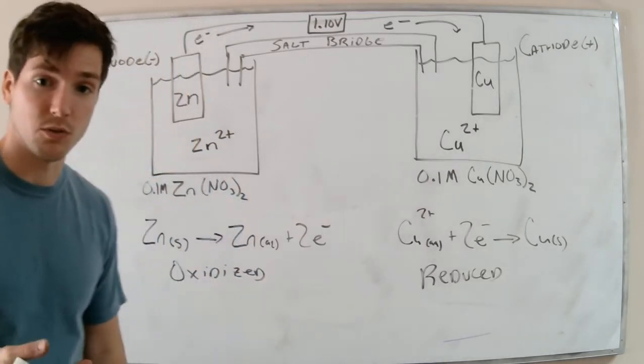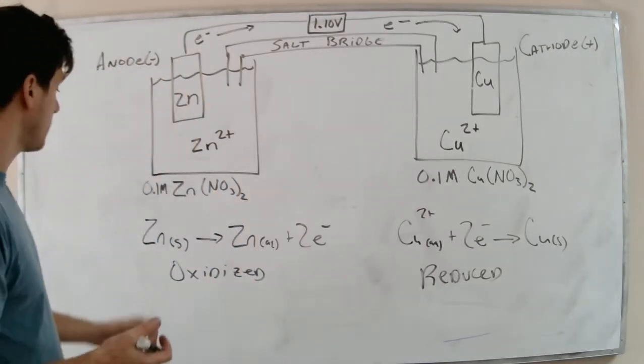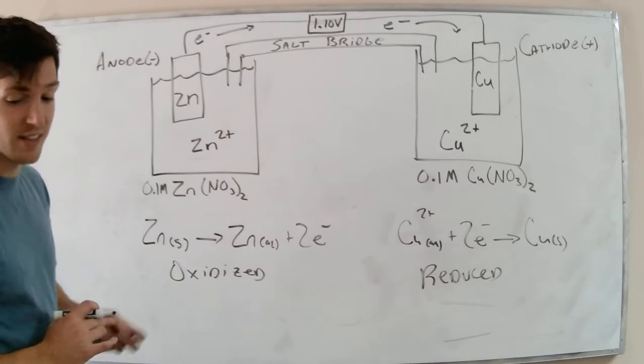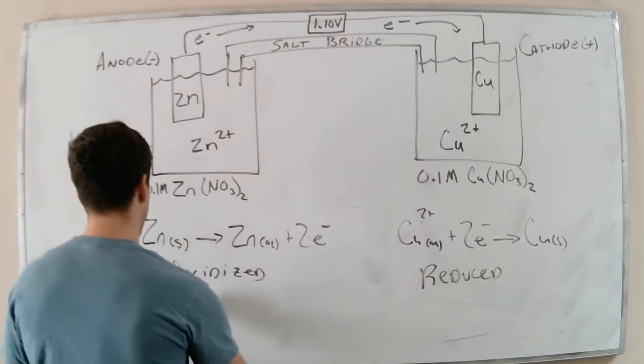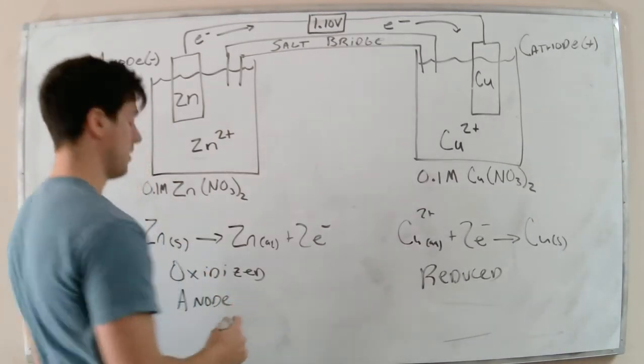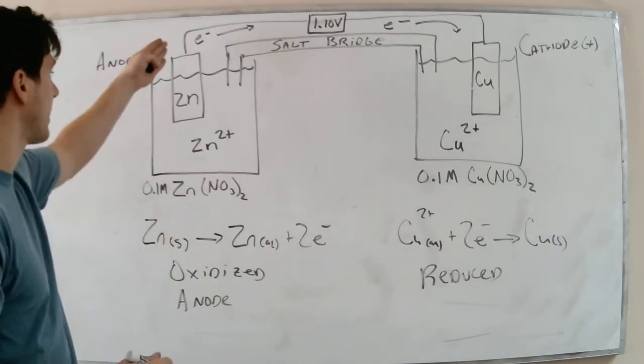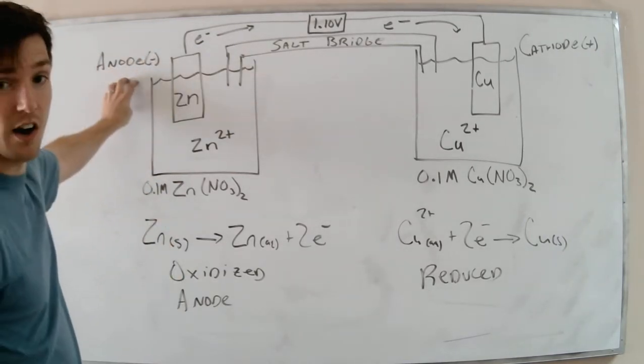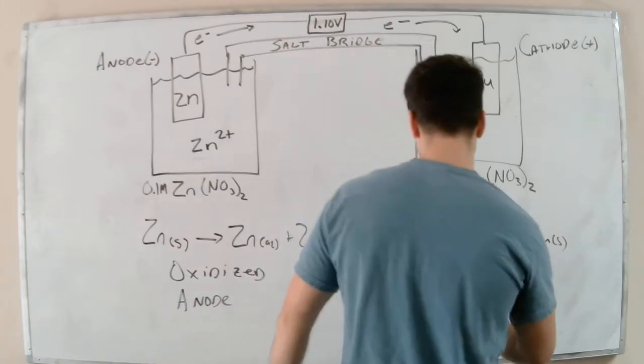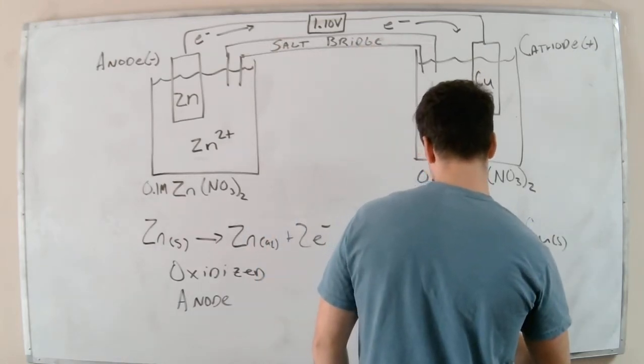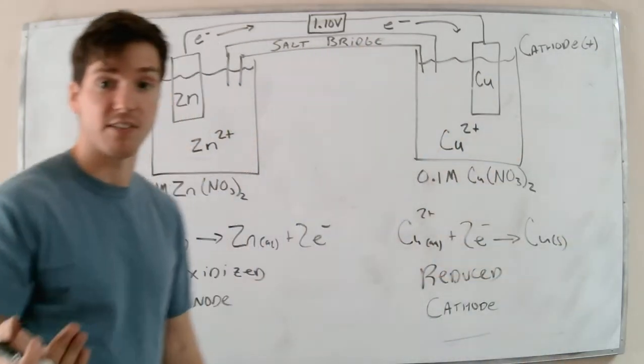So what we have here is an oxidation-reduction reaction where zinc is being oxidized and copper is being reduced. Okay? And usually whatever is getting oxidized, that side is known as the anode. Okay? The oxidized side is the anode. So this zinc is known as our anode. Whereas the reduced side is known as the cathode.